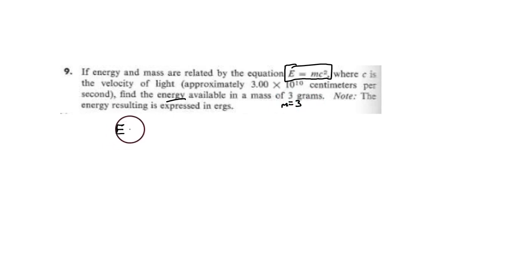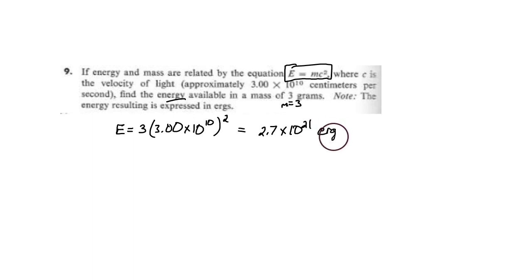Let's just substitute into our formula. In place of M, fill in the 3. In place of C, fill in that speed of light number that's given to us. All of these numbers are on the right side of the equals, so to solve for E, type this in the calculator exactly as you see it. The result is 2.7 times 10 to the 21st power, and we're told that that energy is measured in ergs.